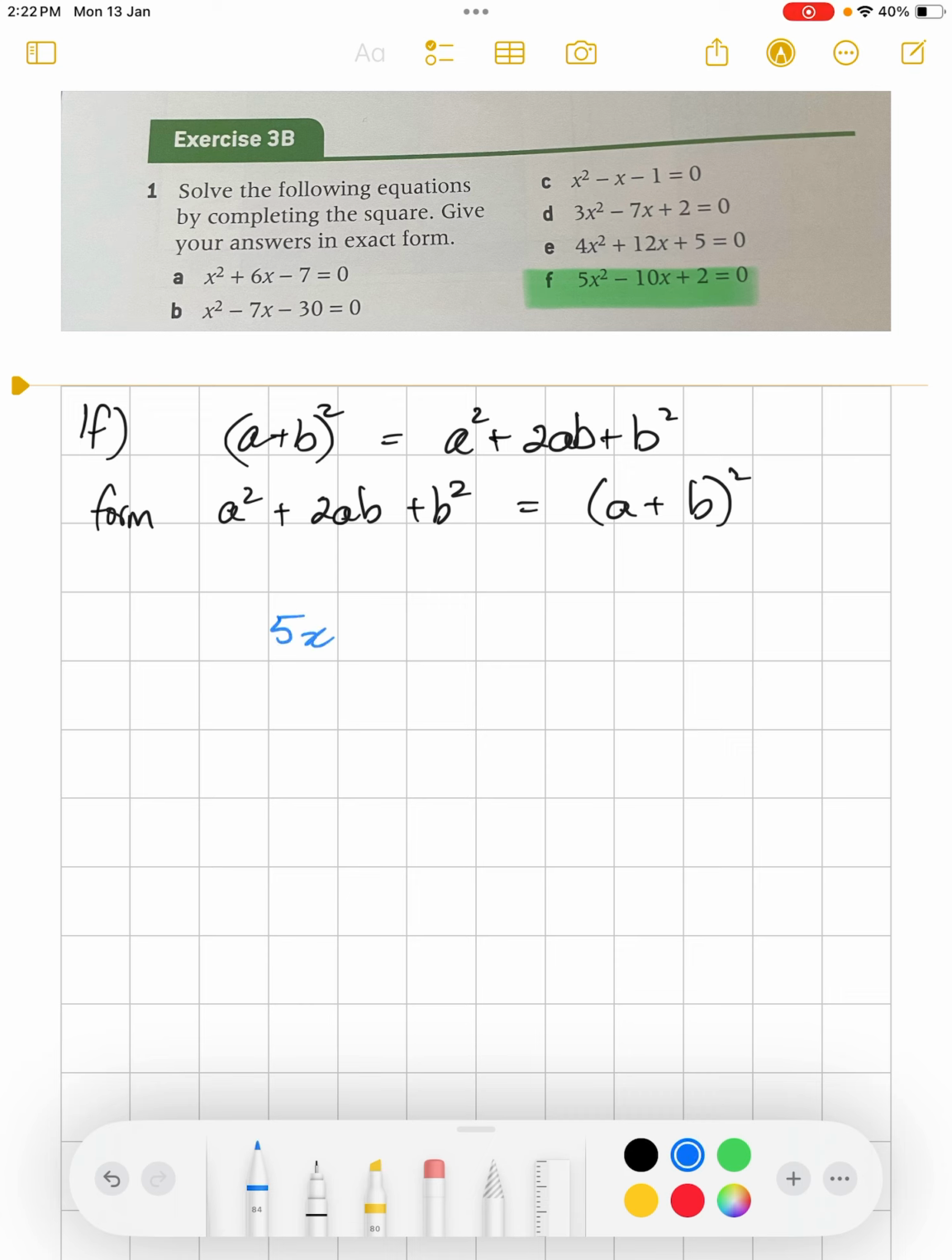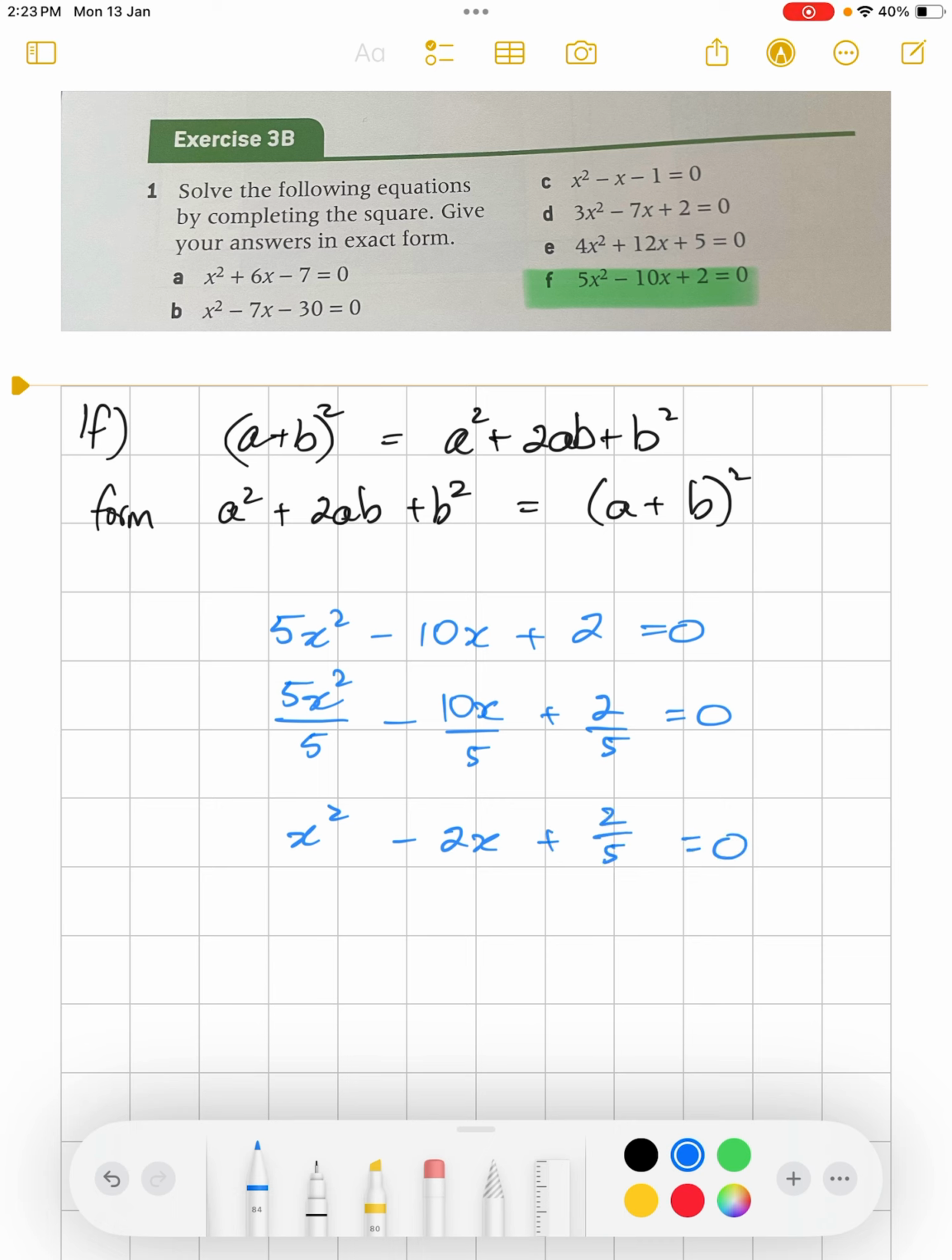We've got 5x squared minus 10x plus 2 equals 0. I like to divide everything by this a value. So we've got a 5 in front of x squared. If we divide everything by 5, we end up with just x squared, which is ideal. Now that becomes 2x. That stays as 2/5. Now, what I'll do is take this plus 2/5 and put it over on the other side as a negative 2/5. So we take that plus 2/5 away.